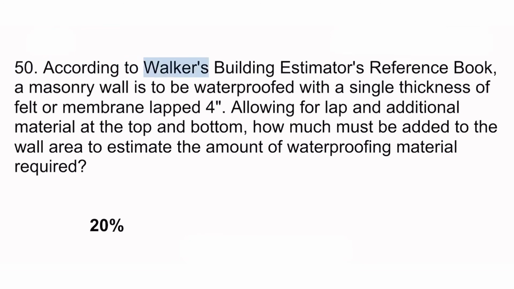50. According to Walker's Building Estimators Reference Book, a masonry wall is to be waterproofed with a single thickness of felt or membrane lapped for, allowing for lap and additional material at the top and bottom. How much must be added to the wall area to estimate the amount of waterproofing material required? 20%.